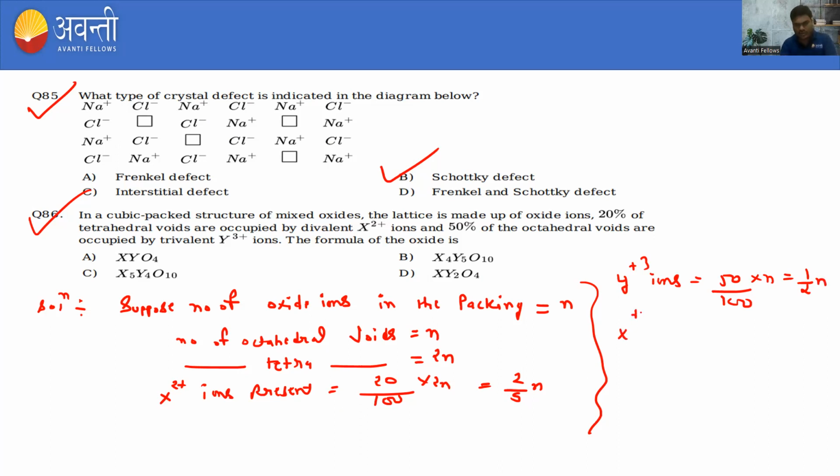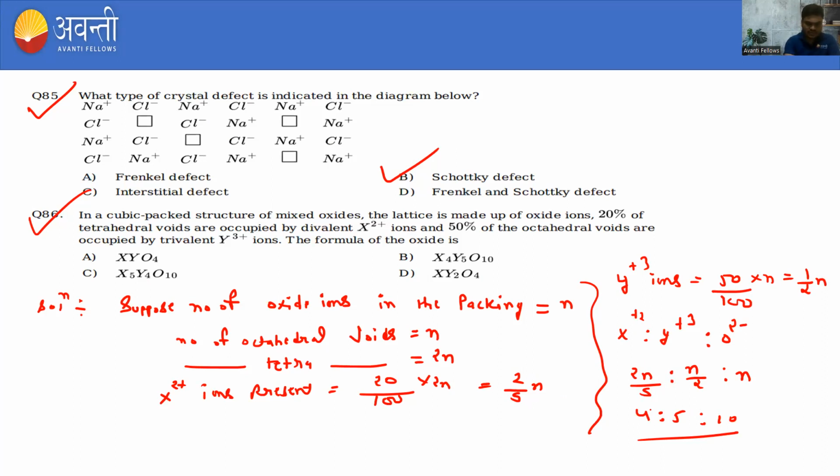So what is the ratio, beta? The ratio of X2 plus 2, Y plus 3, to the ratio of O2 negative. So it comes out to be 2 and 5 ratio n by 2 ratio n. On solving, what will you get, beta? That is 4 ratio 5 ratio 10. So this is the correct one, that is 4 ratio 5 ratio 10.